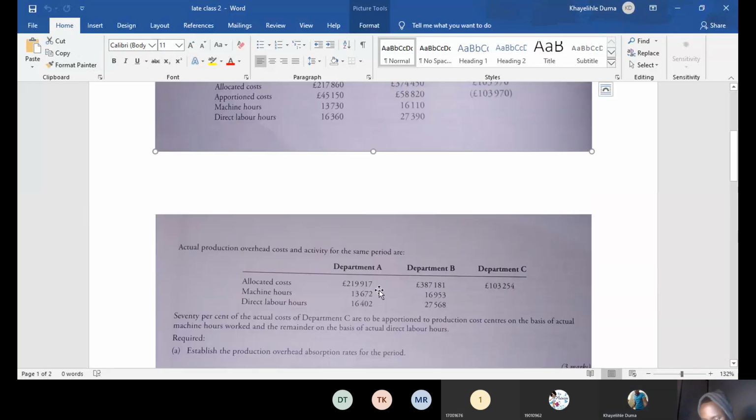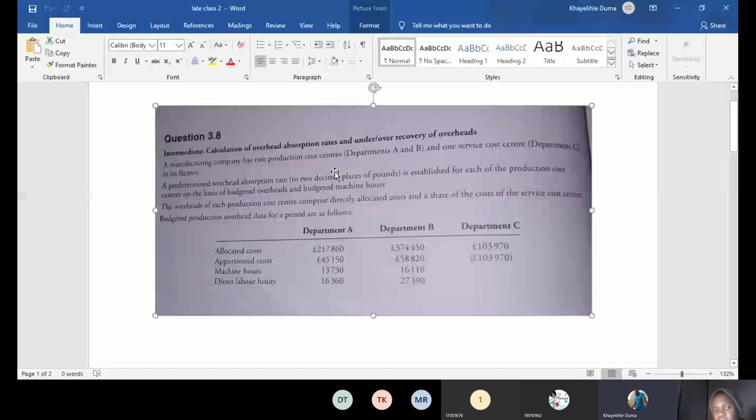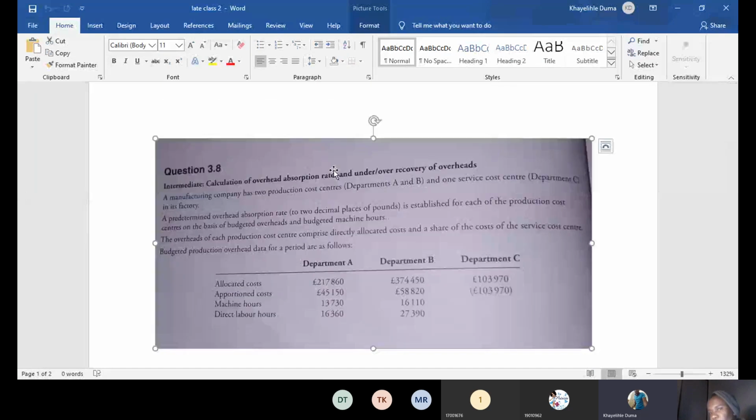13,672. So basically, this solution goes back to the, I don't know, because you were supposed to understand that one first before we come to this one. The problem is that you could not hear me because of the microphone issues. But basically what this example is trying to show is that you firstly calculate the predetermined overhead rate using your budgeted activity. And then after that, you will use the predetermined rate and apply it on the actual units that will be given.